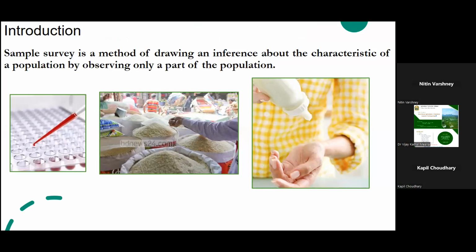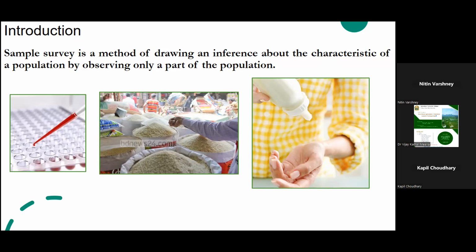So basically, what is a sample survey? Sample survey is a method of drawing an inference about the characteristic of a population by observing only a part of the population. So this sampling is used in our general day-to-day life also.